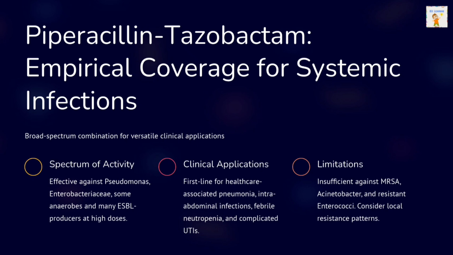Coming to piperacillin tazobactam for empirical coverage. This is a broader spectrum compared to ceftriaxone. It covers Pseudomonas, Enterobacteriaceae, some anaerobes, and many ESBL producers also at high doses. Clinically, it is a first line for healthcare associated pneumonia, intra-abdominal infections, febrile neutropenia, and complicated UTIs. Although it is a broader spectrum, it is still insufficient against MRSA, Acinetobacter, and resistant enterococci. So we need to consider local resistance patterns. For example, in our setup, we find resistance more often than not, and we generally do not consider piperacillin tazobactam when we are thinking about resistant organisms.